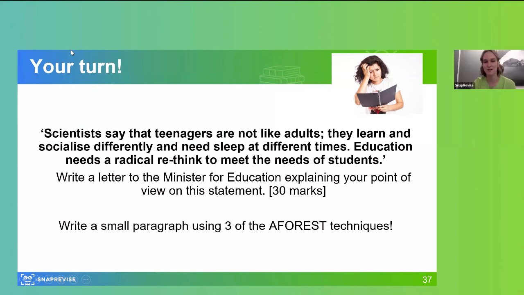Okie dokie, right, fabulous. If you are still writing, just carry on, just pop them into the chat. I can see there's a few answers already. So while you are popping that in there, I will go over my ones. So I have used triplets, I've made up a statistic, and I've used emotive language.